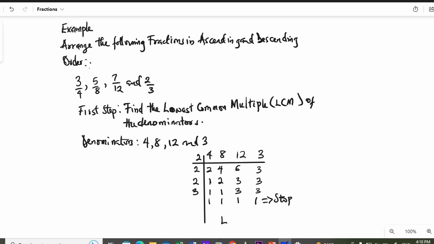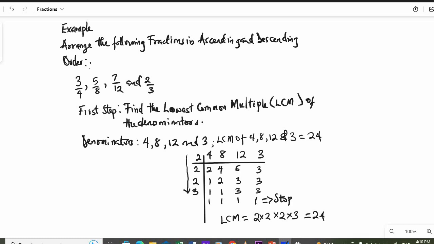Now to get the LCM, what we do is multiply all these numbers, right, from here to here. So we say 2 times 2 times 2 times 3, which is equal to 24. Okay, so the LCM, which is lowest common multiple, of 4, 8, 12, and 3 equals 24.